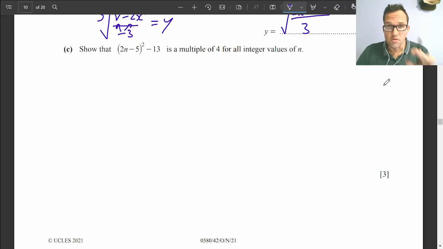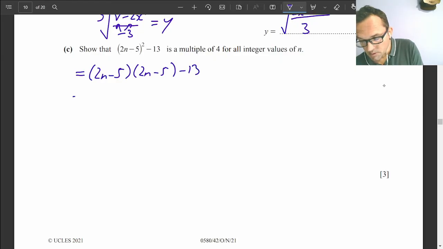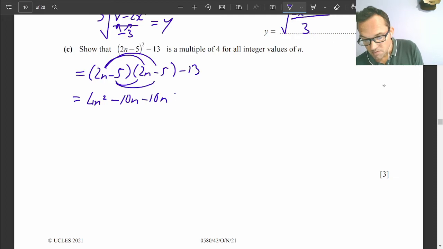So if you're confused, start with what you know, and you know how to multiply out a double bracket. So 2n minus 5 squared is the same as 2n minus 5 times 2n minus 5. Okay, now let's expand that bracket. 2n times 2n is 4n squared. 2n times minus 5 is minus 10n. Minus 5 times 2n is minus 10n. And minus 5 times minus 5 is a positive 25, minus 13.